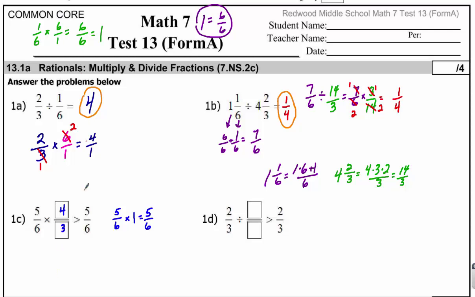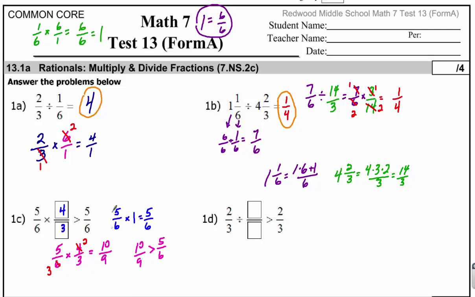And let me prove to you that it's bigger. So then we're going to have 5/6 times 4/3. I can go ahead and cancel. 4 can be divided by 2 twice. 6 can be divided by 2 3 times. And I end up with 10/9. And 10/9 is greater than 5/6.